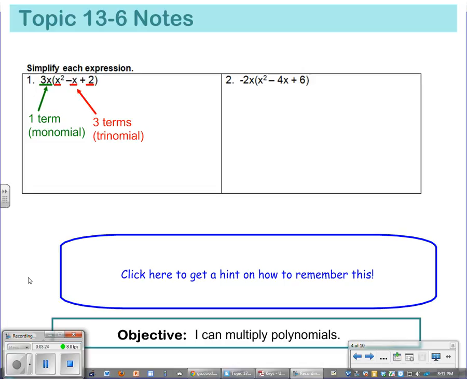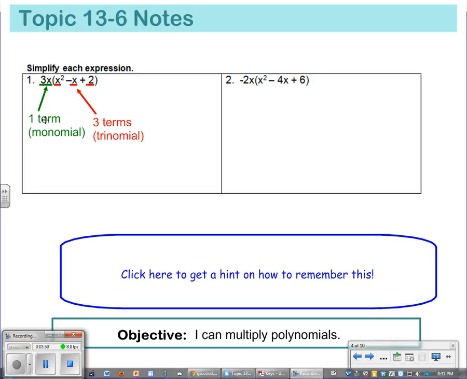Now let's look at our notes for today. We're going to be multiplying polynomials, and more specifically, we're going to multiply a monomial times a polynomial. So remember that a monomial has numbers and variables, but there's only one term. The parenthesis tells us that we are multiplying, and this time we're multiplying by 3 terms. That's called a trinomial. So it has more than one term.